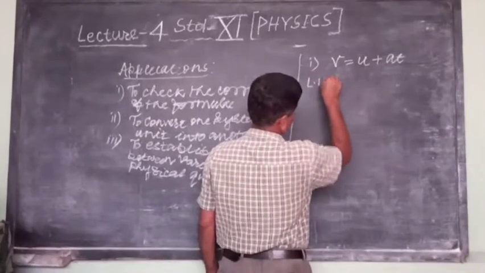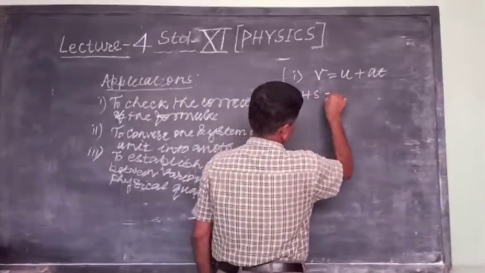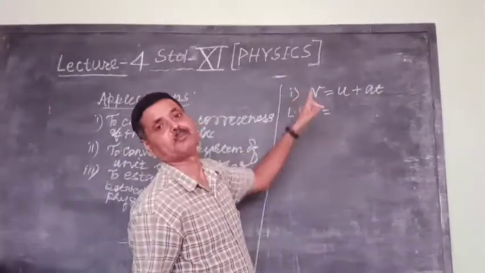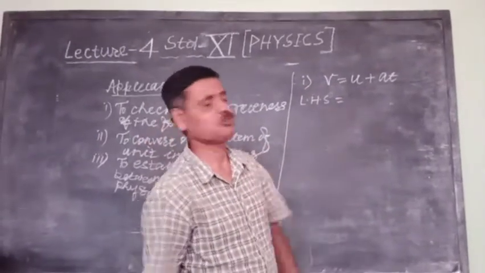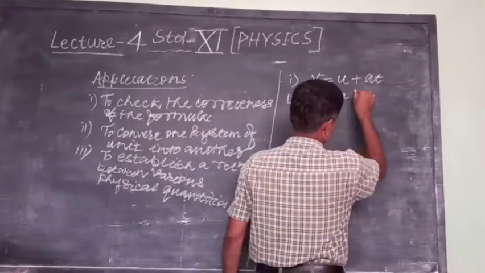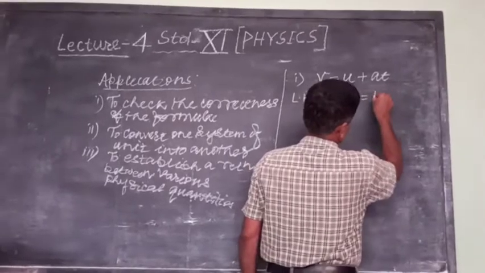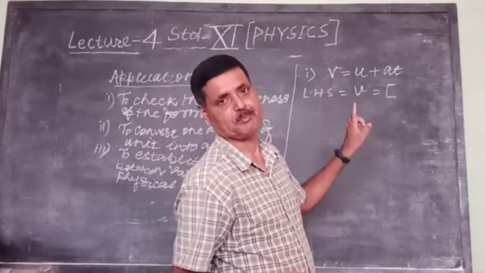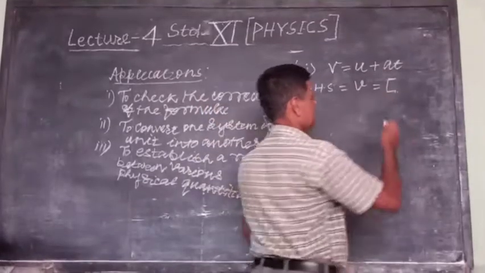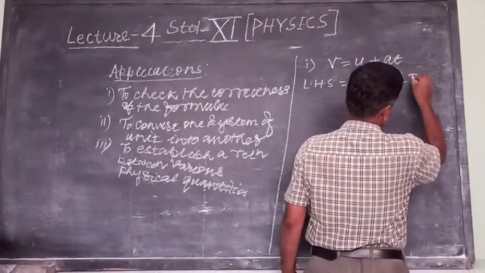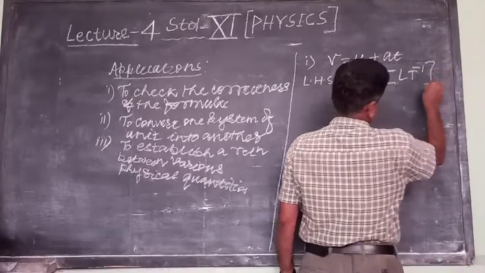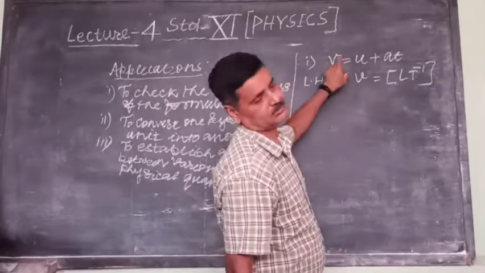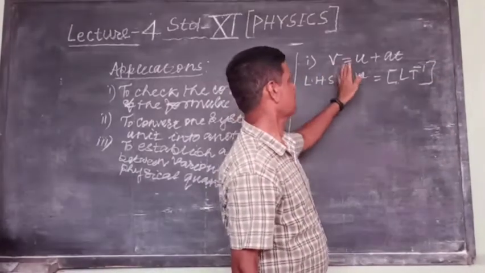LHS. The term on the LHS is V, that is final velocity. V represents final velocity. So, what is the dimension of velocity? LT to the power minus 1. We will write LT to the power minus 1. This is the dimension of the left side of the equation.